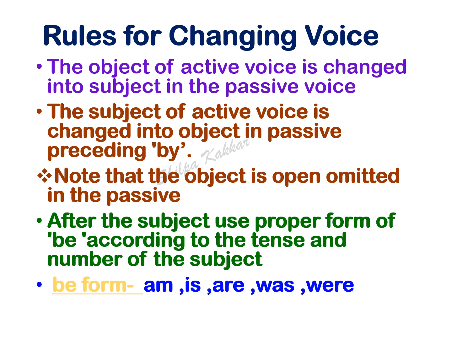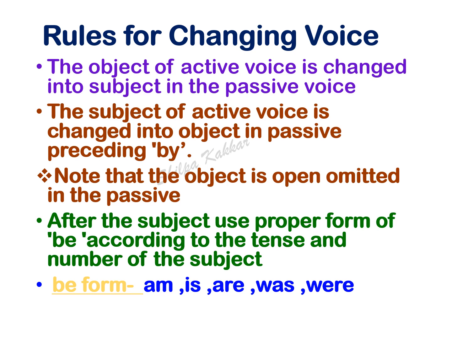Rules for changing voice. The object of active voice changes into subject in the passive voice. As I told you, the places change. The subject of active voice is changed into object in passive voice, preceded by 'by'. Note, be very careful, beta, that the object is often omitted in the passive.